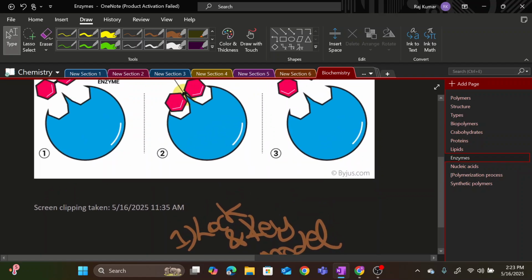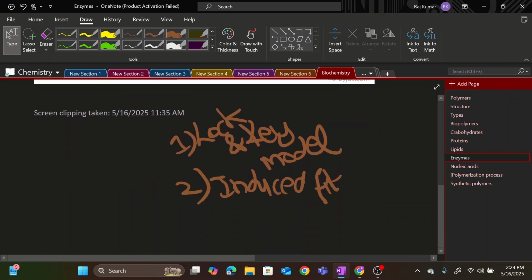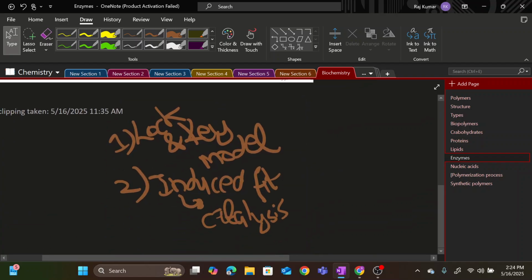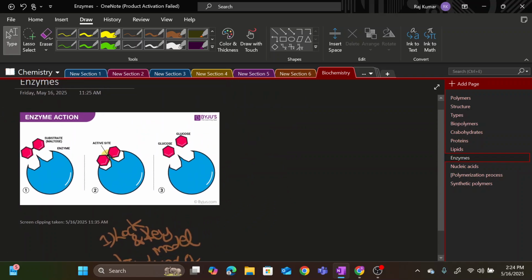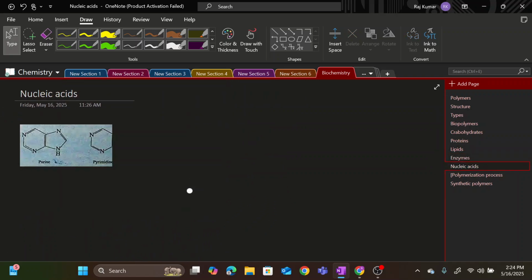It's flexible such that it modifies itself according to the shape of the substrate, and this is a widely accepted model. It shows the catalysis, the multiple functionality of the enzymes. So this is a model which is more accepted than the first one, but both models have significance. Both models are equally important.